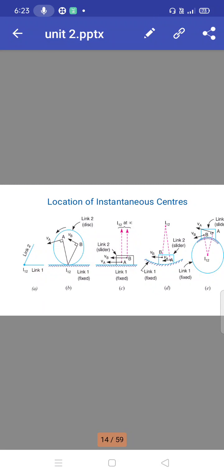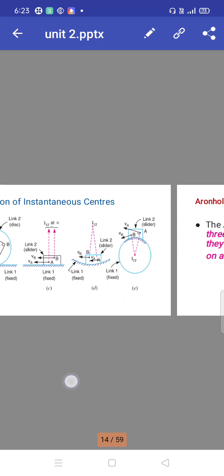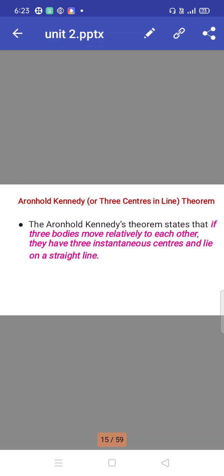Hi friends, today we discuss something about instantaneous centers. In previous classes we discussed instantaneous centers. Today we discuss the location of instantaneous centers. So, the Aronhold-Kennedy or three-center-in-line theorem is one of the principles we utilize for instantaneous centers.